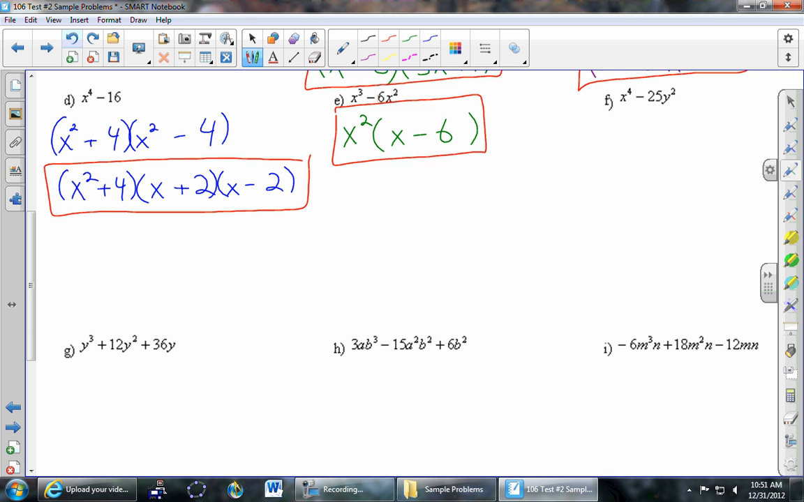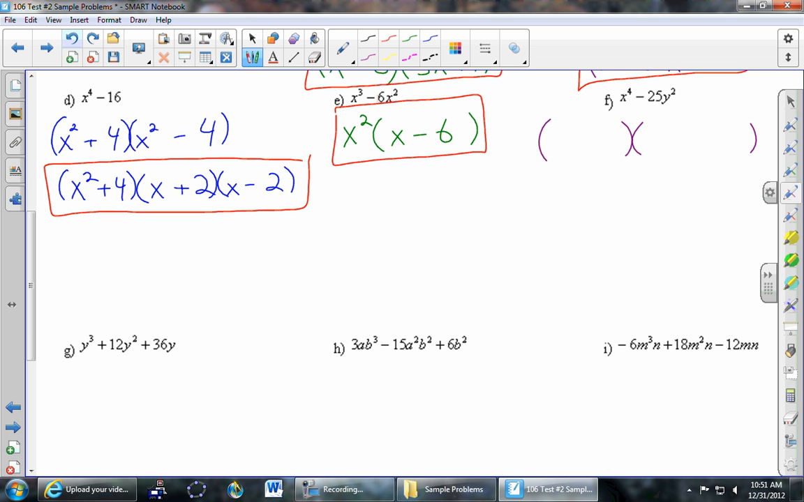Part F, x to the 4th minus 25y squared. That reminds me quite a bit of part D, x to the 4th minus 16. Again, it's a perfect square. You see the 25, there's a y squared. That's a perfect square. So this is going to be another difference of two squares.